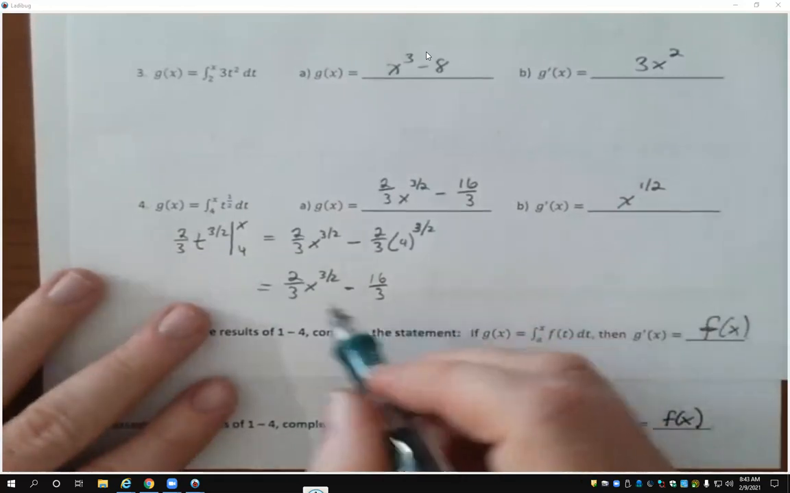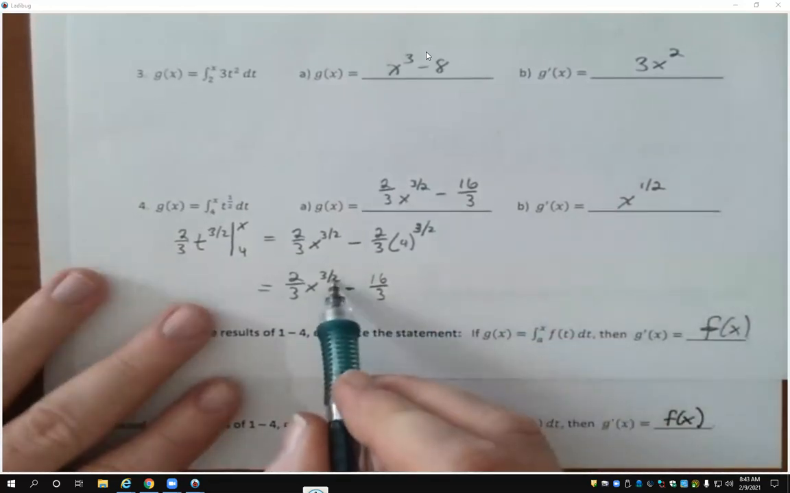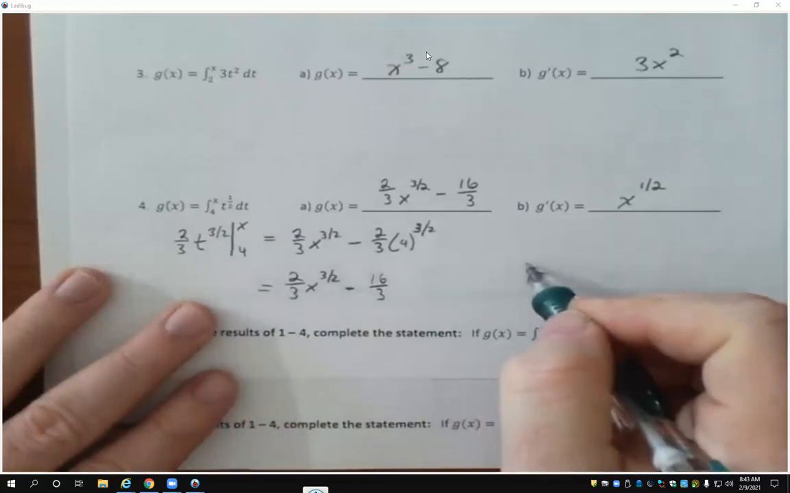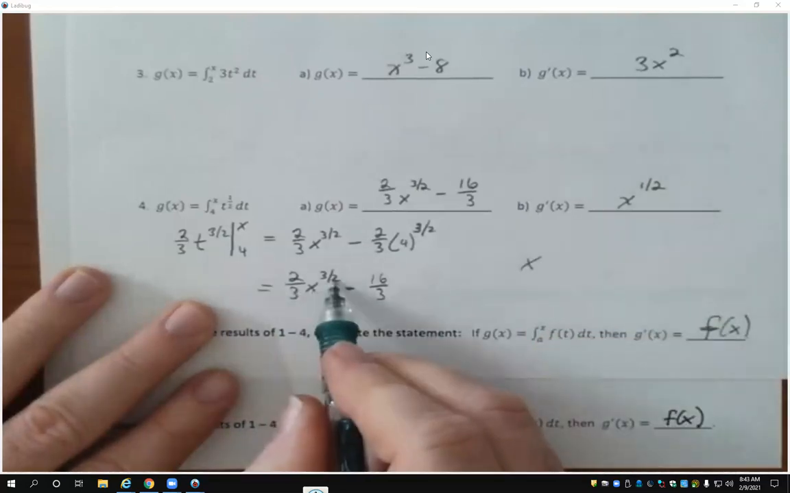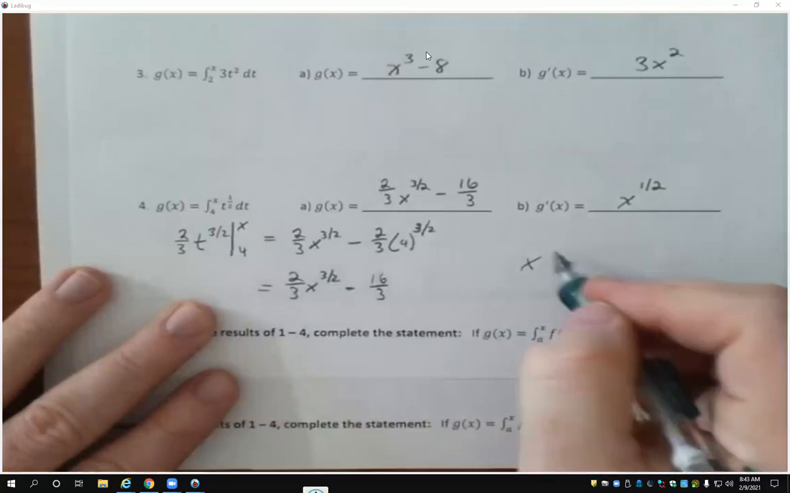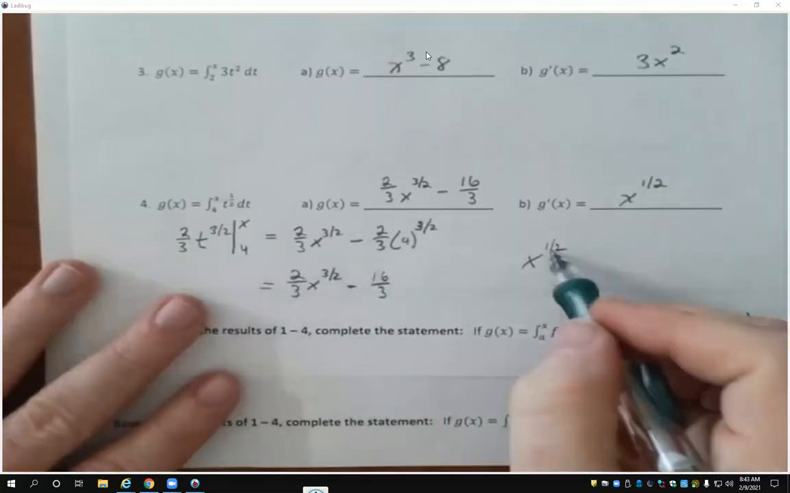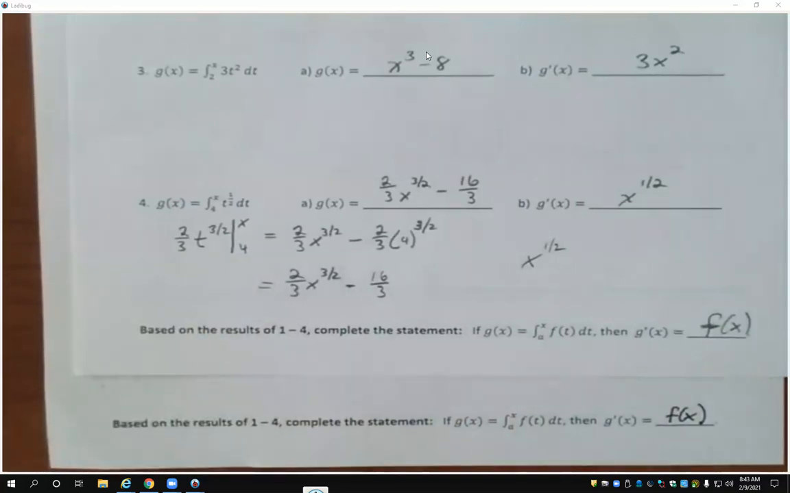And then to take the derivative of that, 3/2 times 2/3 is 1. X to the subtract 1 from this, and 3/2 minus 2/2 is 1/2. The derivative of a constant is 0. So that's how I get my derivative.